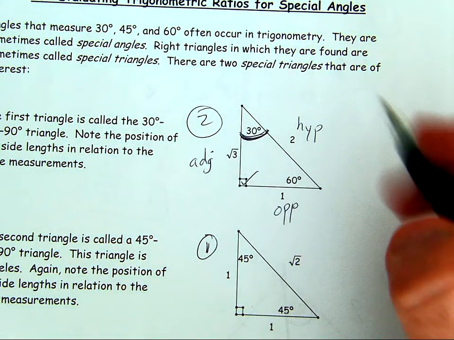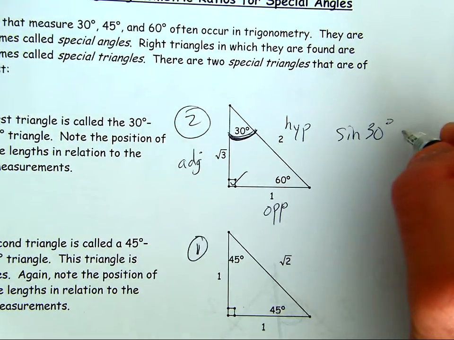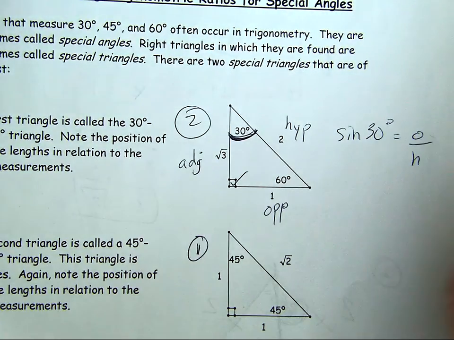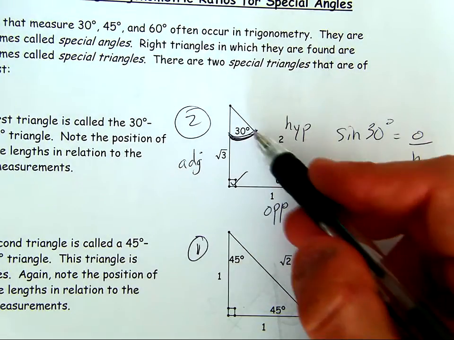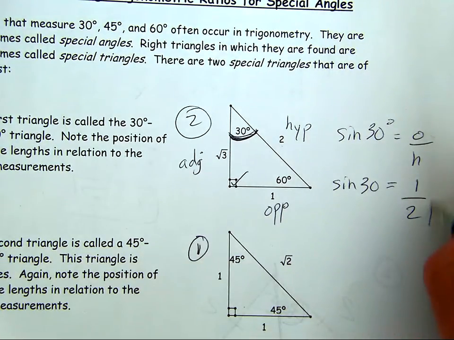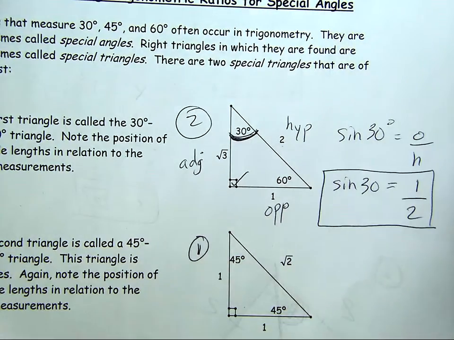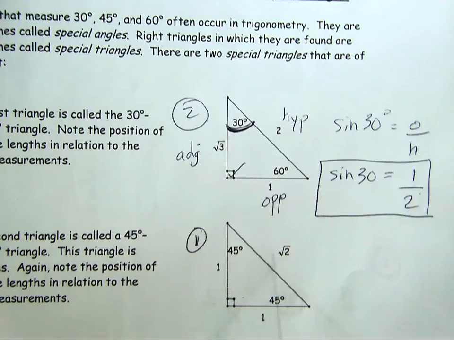Now, if I want to come up with the sine of 30 degrees, remember that sine is opposite over hypotenuse. So sine of 30, according to this triangle, is the opposite side, which is 1, all over the hypotenuse, which is 2. So the sine of 30 without a calculator is 1 over 2. Now, if you used a calculator and did sine of 30, it would be equal to a half.